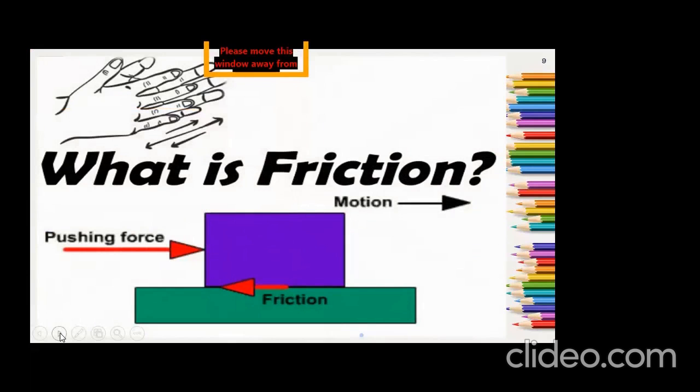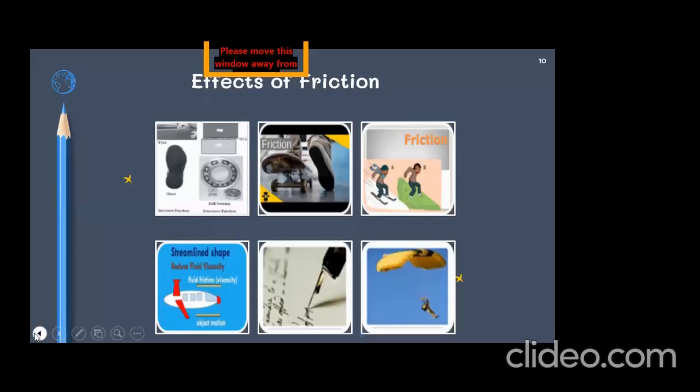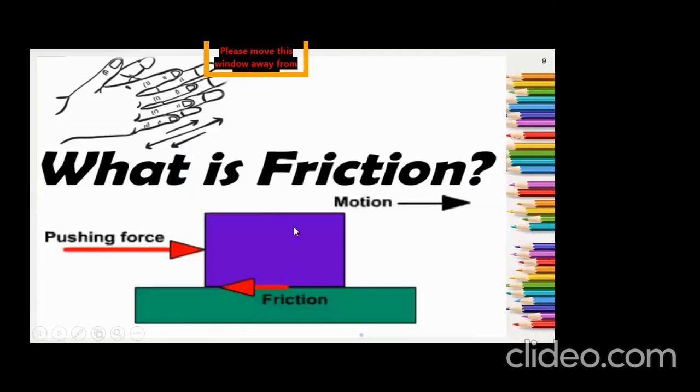Next is friction. What is friction? Yes, we have discussed friction so many times, and it is the opposite force that is exerted by the objects when they rub each other. Like in this picture, you can see that the box is being pushed on the floor, and the floor is exerting a force in the opposite direction of motion. Okay.